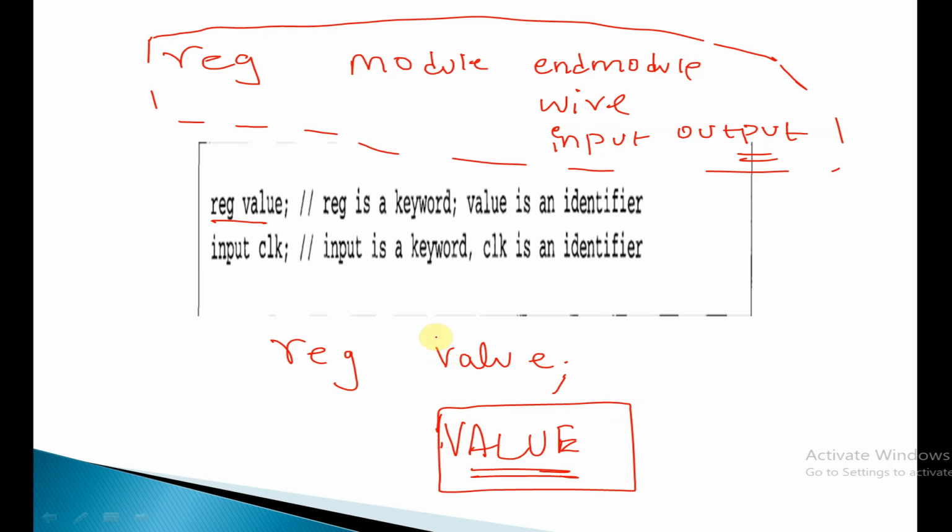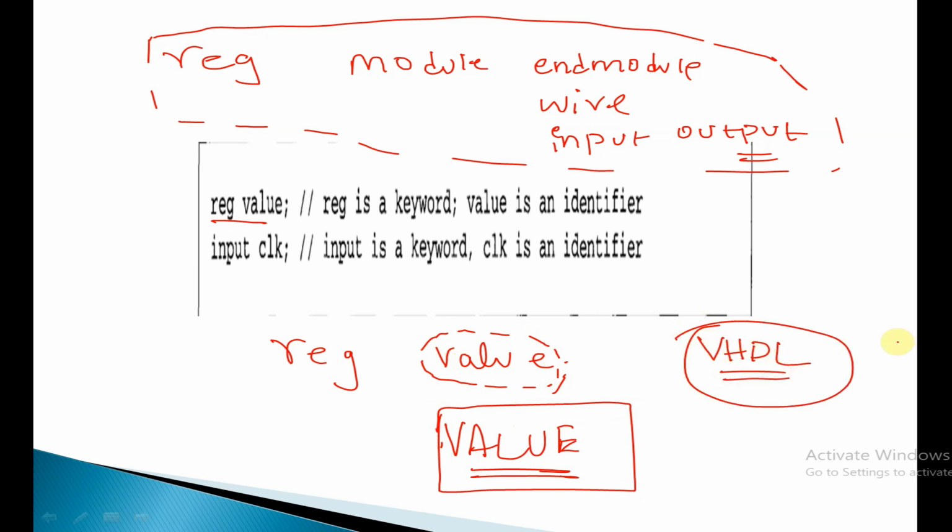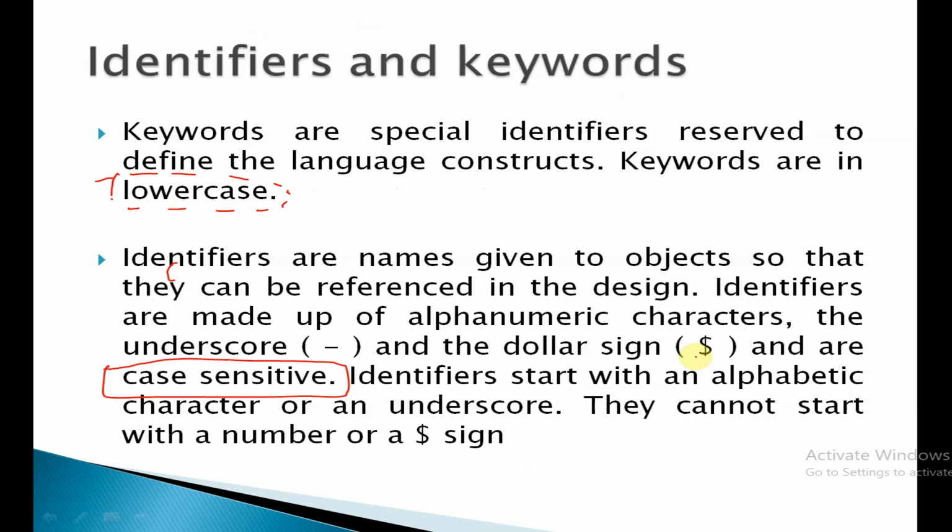If you declare something in small letters, it should be used in small letters only, you cannot use capital letters. Whereas VHDL is case insensitive, so you can declare a variable in small letters and use it in capital letters. Since VHDL is case insensitive and Verilog is case sensitive, you should be careful.